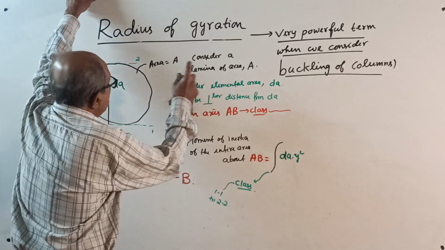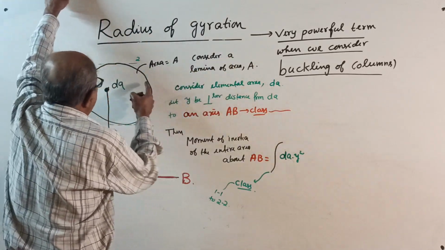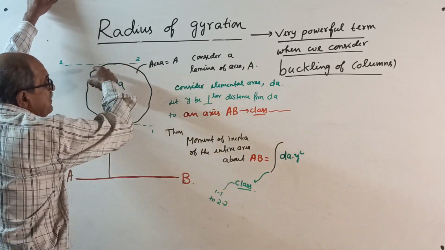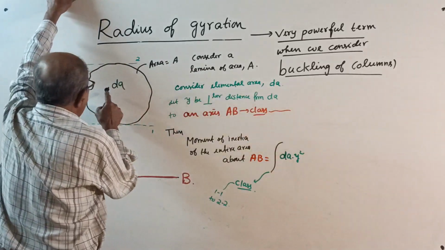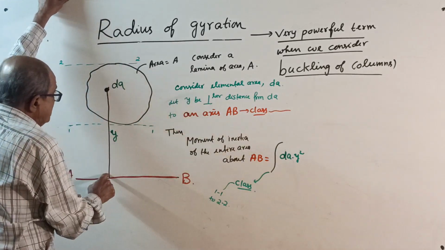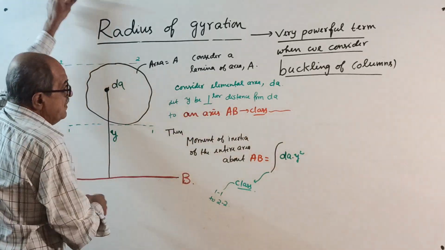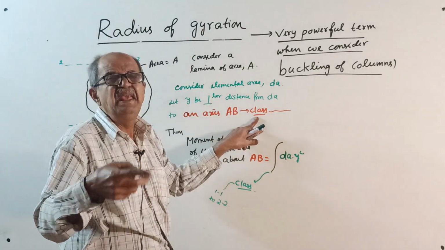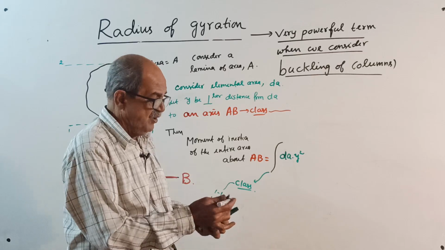Now, starting, consider a lamina of area A, randomly placed here. Consider elemental area dA, in green color, and let y be the perpendicular distance from dA to an axis AB. Make a note here: AB is any axis, but today's discussion is about AB.